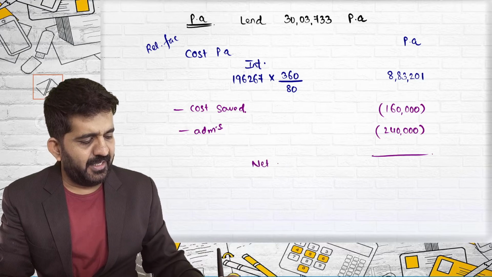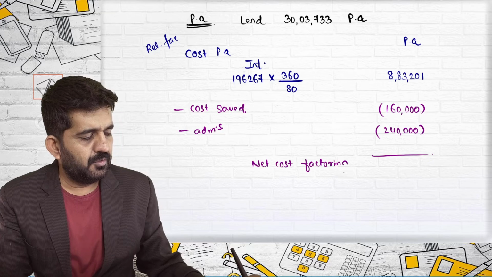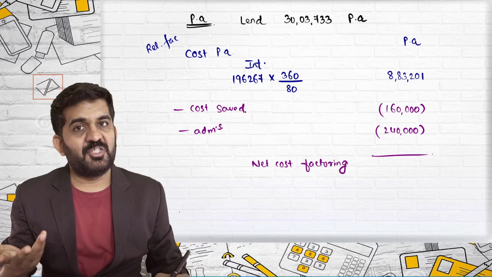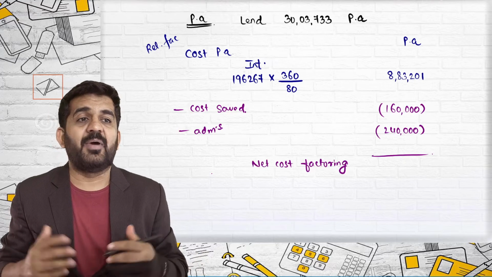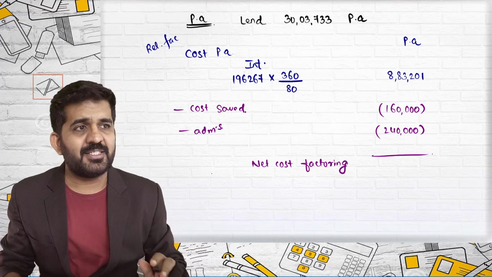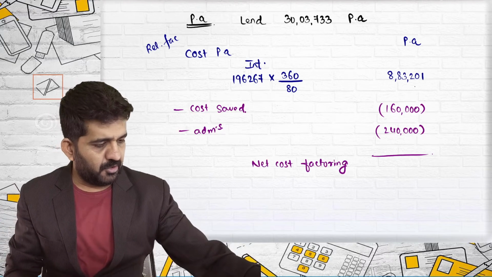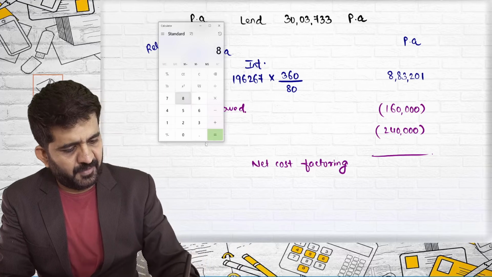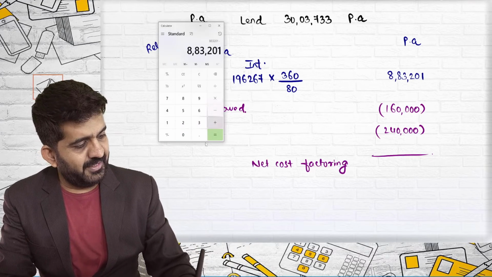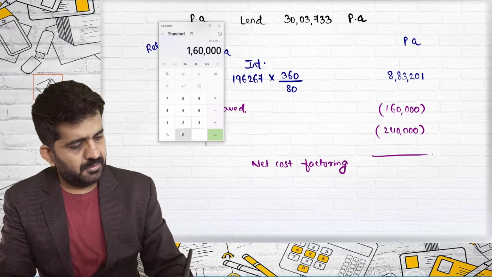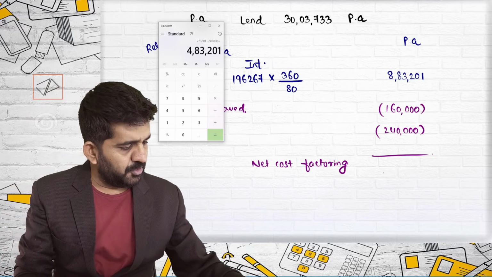What will be my net cost of factoring, which includes the savings of my bad debt, savings of my administration expenditure, and savings of everything related to debtors, while it charges me commission and interest? So what is my net cost of factoring? 8,83,201 minus 1,60,000 minus 2,40,000. It is 483,201.